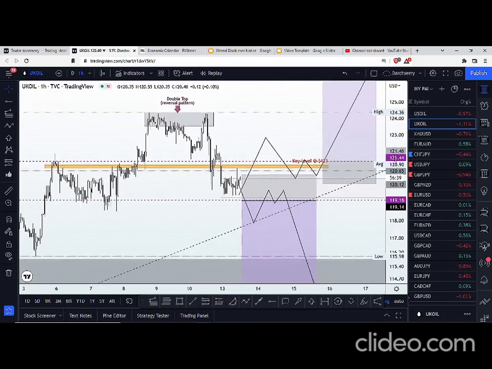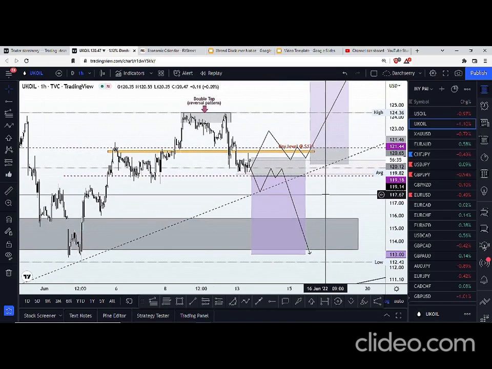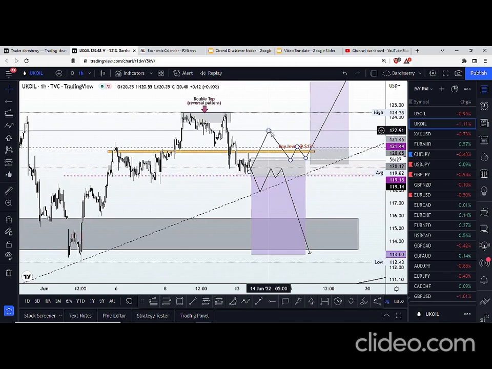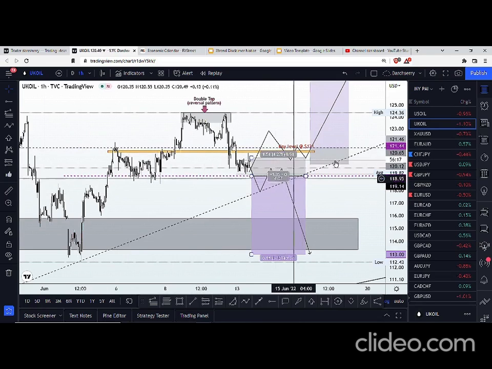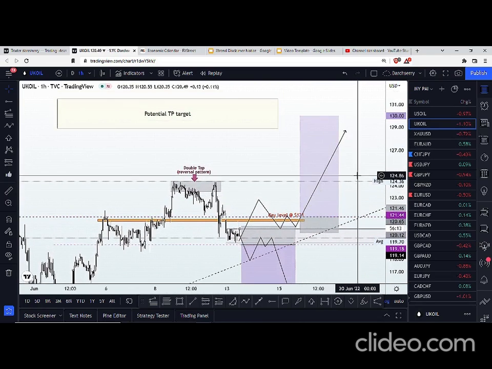So on the UK oil, we have two scenarios as well, and it's more or less similar to what we have there on the US oil. The first scenario is if we have a breakout of the key level, a retest of the key level, then we could take advantage of a bullish momentum right above the key level at $121.42. And we have our take profit target at $130.